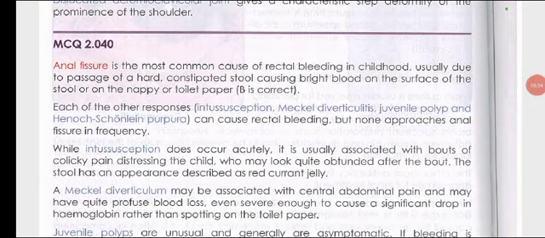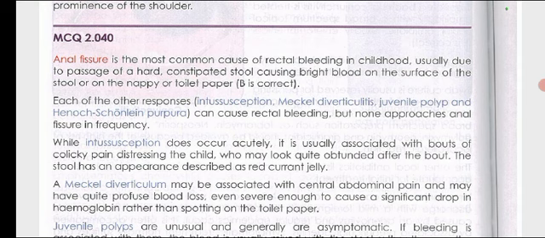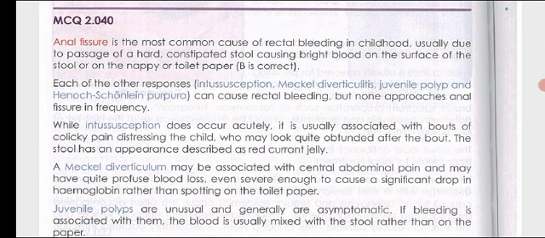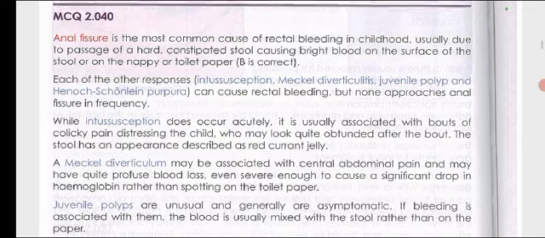Anal fissure is the most common cause of rectal bleeding in childhood, usually due to passage of a hard, constipated stool causing bright blood on the surface of the stool or on the nappy or toilet paper. So the correct answer is B, which is anal fissure. Each of the other responses, intussusception, Meckel's diverticulum, juvenile polyp, and Henoch-Schönlein purpura, can cause rectal bleeding, but none approaches anal fissure in frequency.